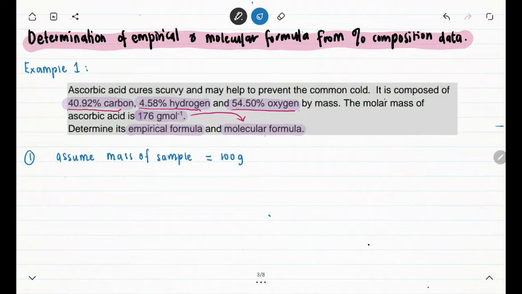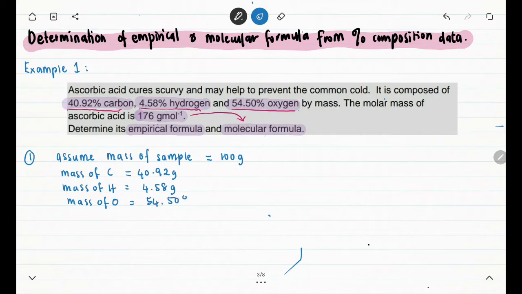So that we will know the mass of carbon is equal to 40.92 gram, the mass of hydrogen is 4.58 gram, and the mass of oxygen is 54.50 gram. So how do we calculate the 40.92, 4.58, 54.5?